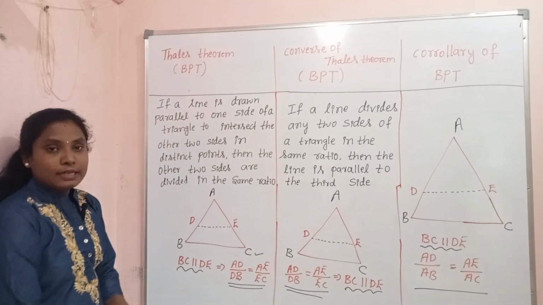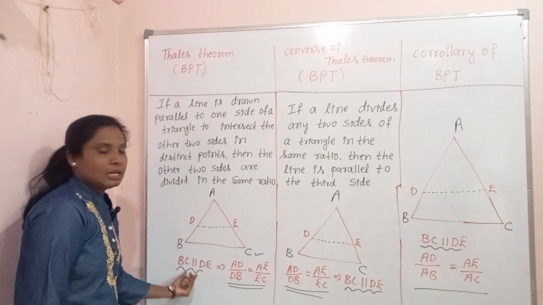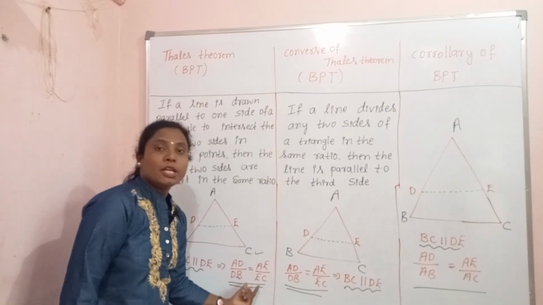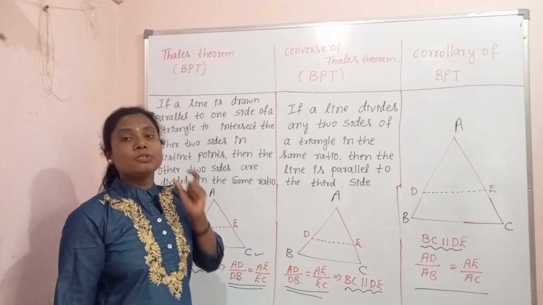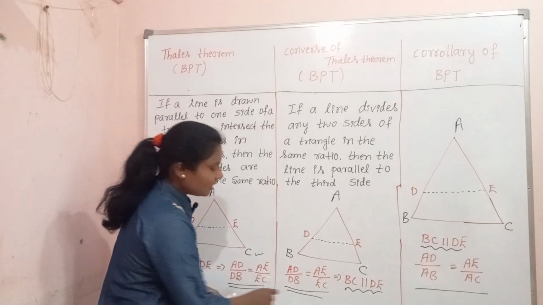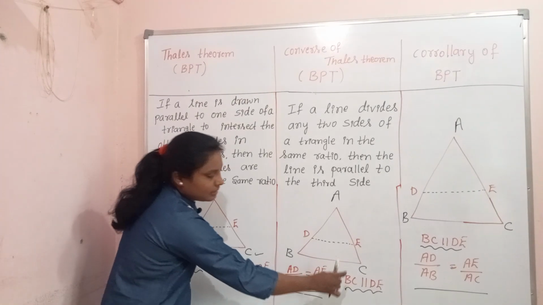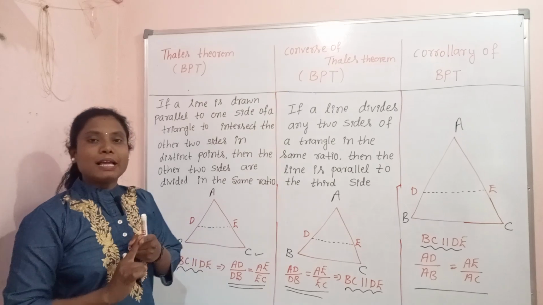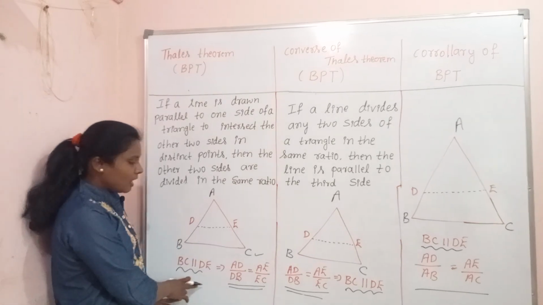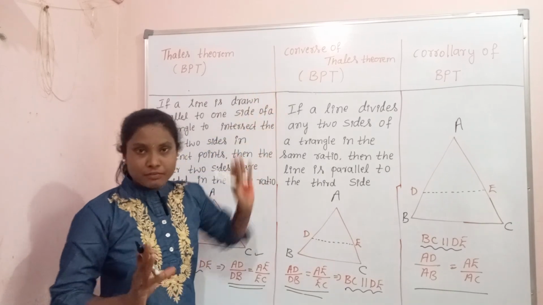So here, compare with Thales theorem. First, the lines are given as parallel, and afterwards we need to prove that the ratios are equal. Here, first the ratios are given as equal, then we need to prove the lines are parallel. So in both cases it's a reverse. This is the meaning of converse.